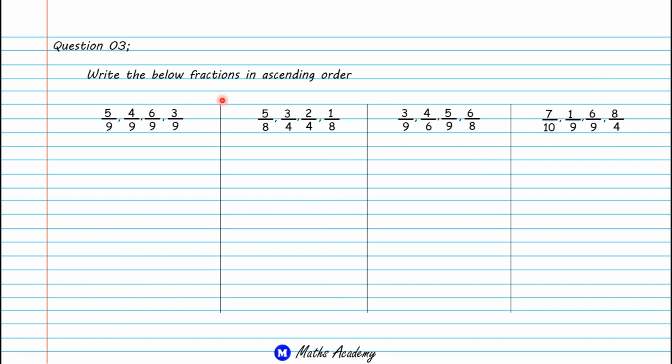Question number 3. They have told to write these fractions in ascending order. Ascending order means writing numbers from small to big. So with that, let's do one by one. So in this you can see the denominators are all equal. So we only should see the numerator. You can see that 3 over 9 is the smallest out of all these. So first 3 over 9 comes, and then 4 over 9, and then 5 over 9, and at the last 6 over 9. That's the ascending order of this question.